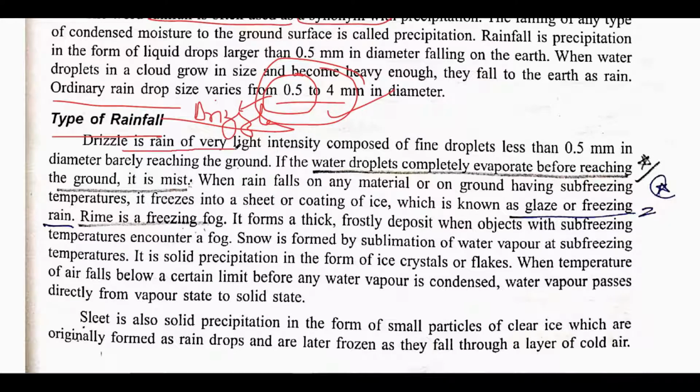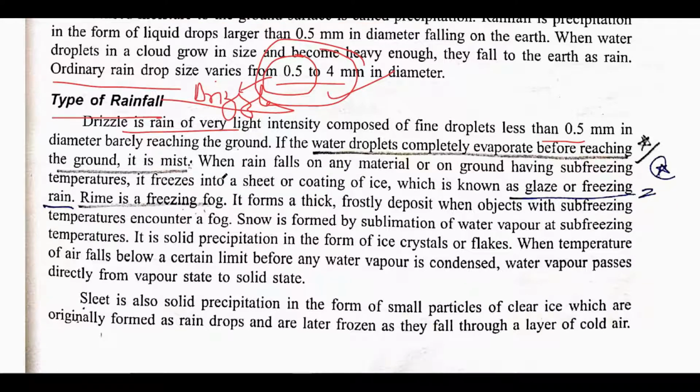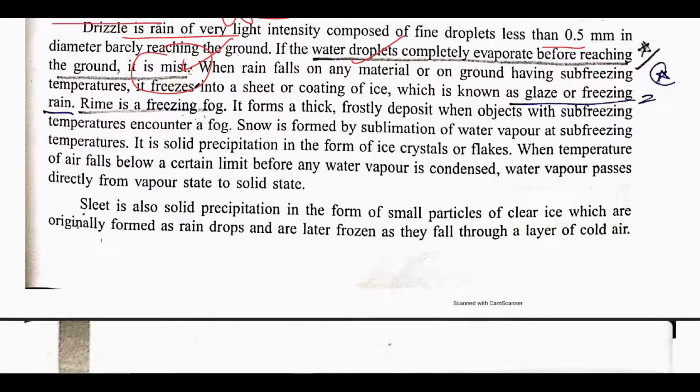Now, types of rain. Drizzle is a very light intensity rain composed of fine droplets of less than 0.5 mm. Now, when water droplets evaporate completely before reaching the ground, it is known as mist. This is important: mist is a type of precipitation in which water droplets evaporate before reaching the ground.